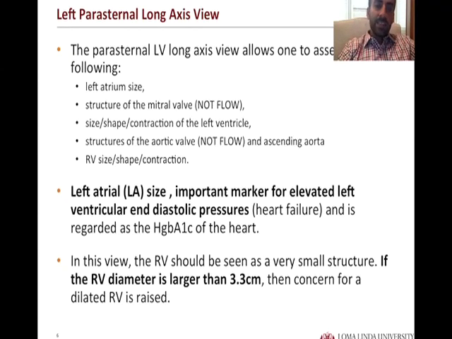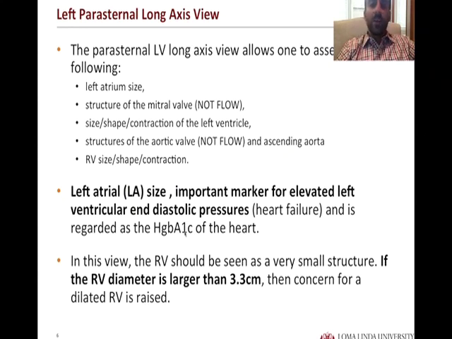Again, left atrial size is a key component of evaluating when it comes to getting the long axis view. We already mentioned that it is often regarded as the hemoglobin A1C of the heart because of the fact that it gives that indication of an elevated left atrial pressure.